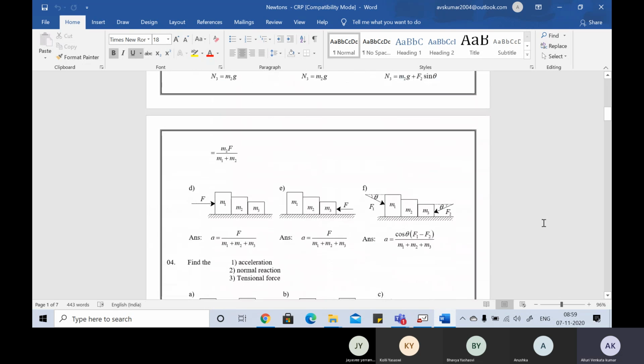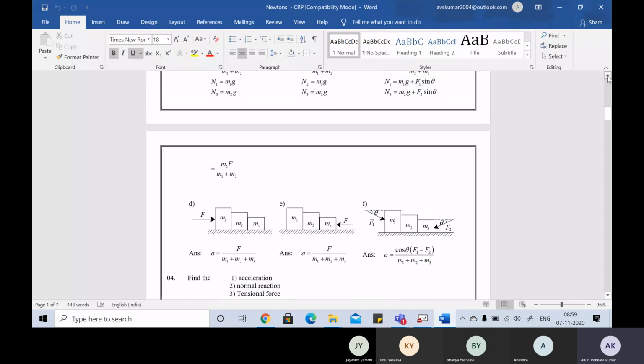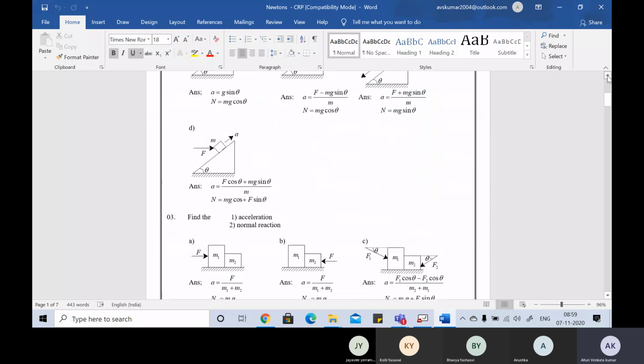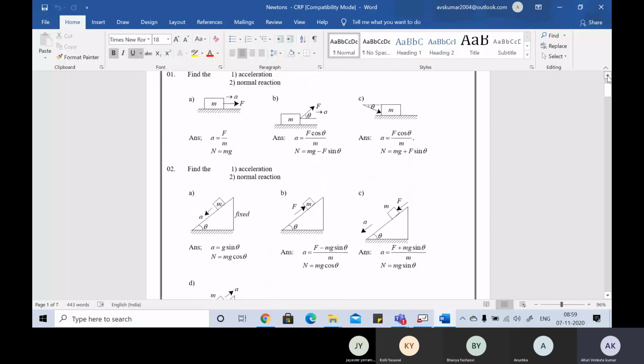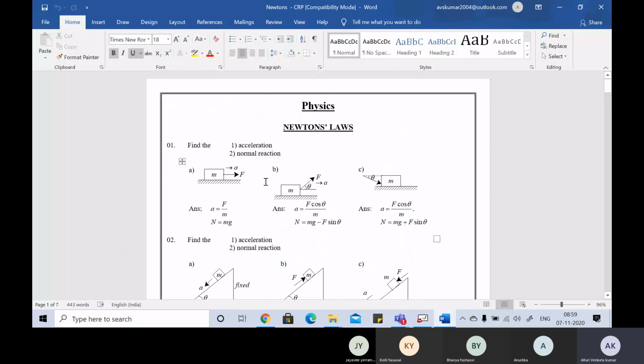Up to 3 problems. These are very easy problems. The only thing is you just have to know how to draw the forces. First problem is a block of mass m, force is applied to the right side. Second problem is force is applied at an angle theta upwards. Third one, force is applied at an angle theta downwards. Resolve the forces, that's all, in the direction of acceleration and perpendicular to the direction of acceleration.